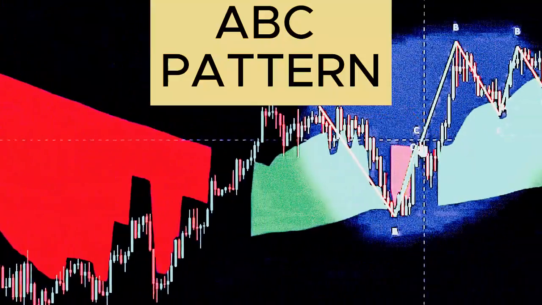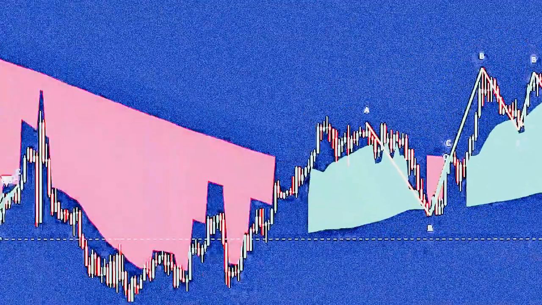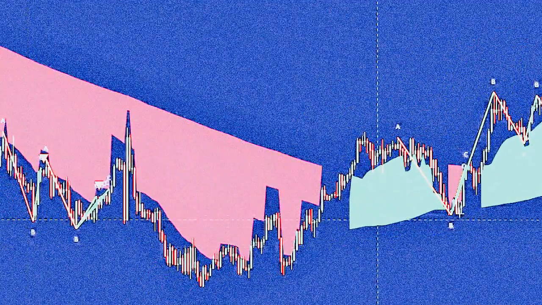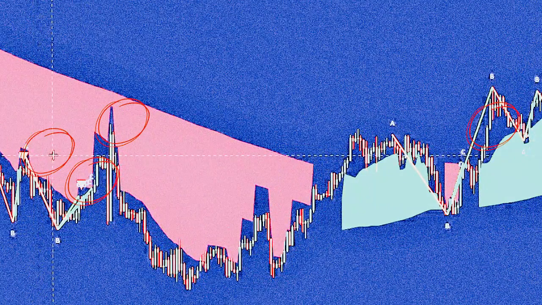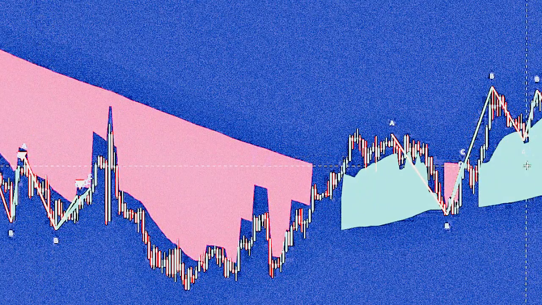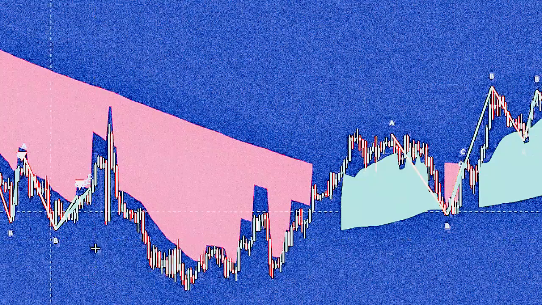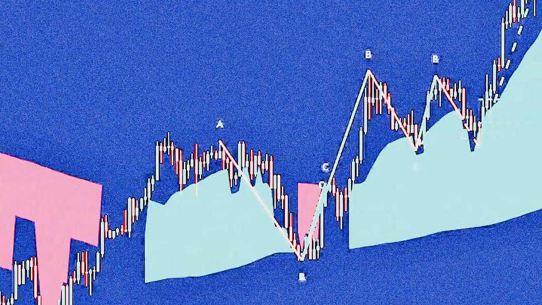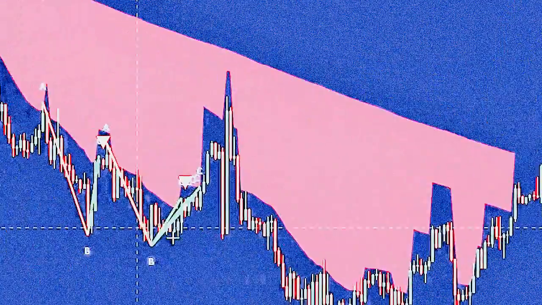These lines show us the formation of the ABC pattern, helping us visualize and detect the ABC patterns. The final component of the indicator are the triangles that are plotted below or above the price action. These triangles represent the C point, meaning that they can be looked at as buy signals when they are green and sell signals when they are red. If we take a closer look, we can also see that buy signals are only plotted when the cloud is green, and sell signals are shown only when the cloud is red.